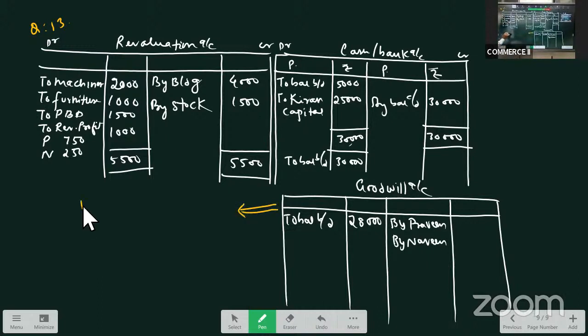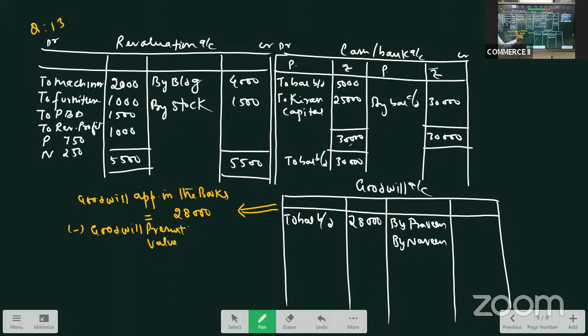See, present value of goodwill. Goodwill appearing in the books is 28,000. Goodwill already appearing in the books 28,000 minus goodwill present value. Present value is how much? 20,000. So this 8,000 is debited to old partners.